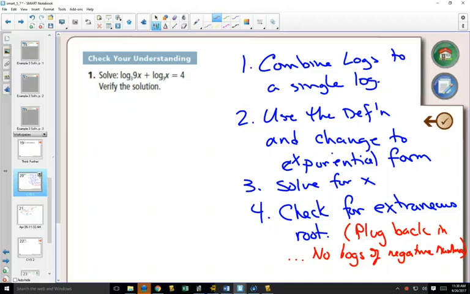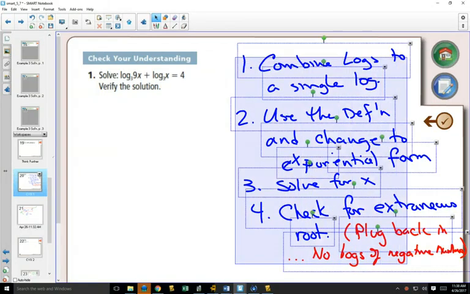So these are our steps. We combine to a single logarithm, use the definition to change it to exponential form, solve for x.